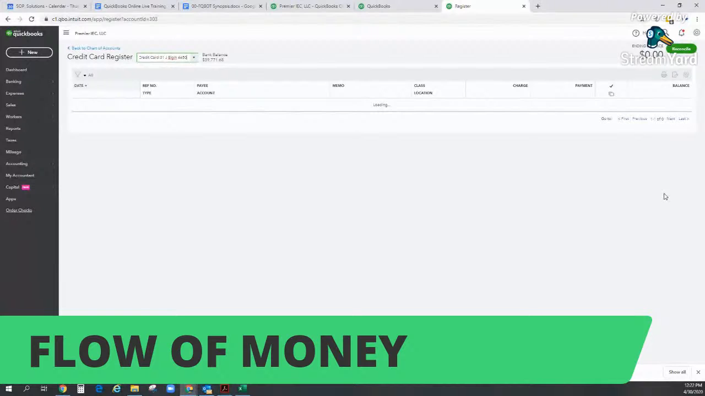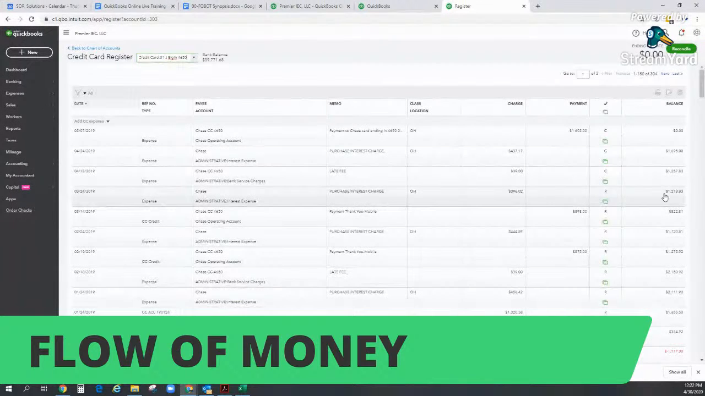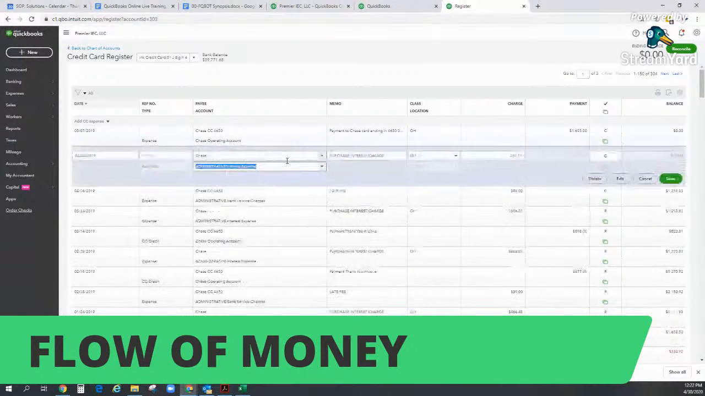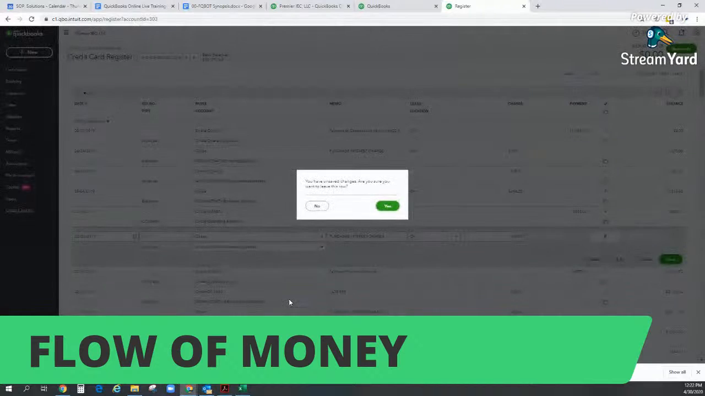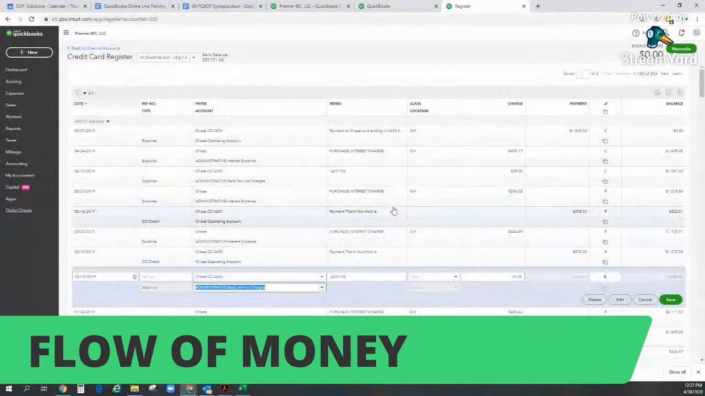When I go to the register, once I accept it from banking, this is where the transaction lands. In my register, I can see all these expenses for my credit card. Those are all the expenses for my credit card. Nice. Well, we have a credit card question.